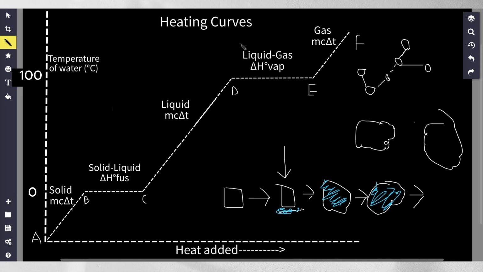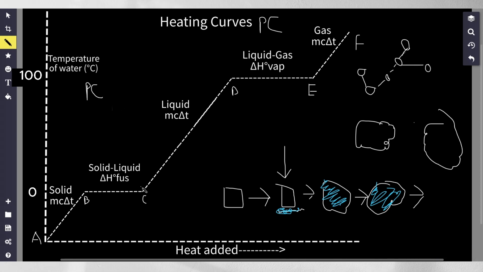And you can see this as well in the liquid evaporating to a gas phase. So we can say that during a phase change, our temperature stays constant. So during these phase changes, our temperature is going to stay constant.